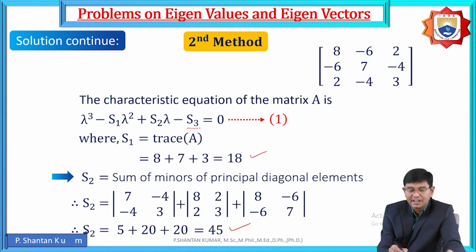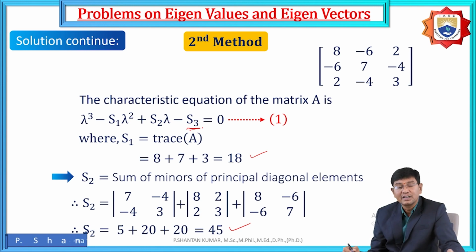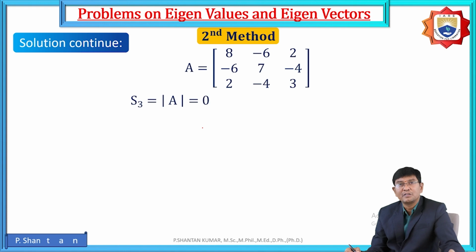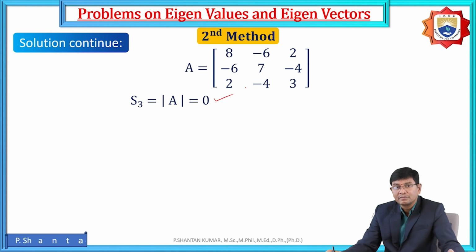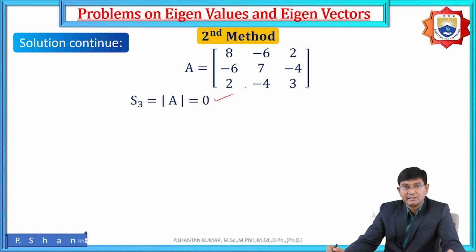And further, we need to find out what S3 is. S3 is nothing but the determinant of the given matrix. As we know how to find the determinant, the value of the determinant is 0. And based upon these S1, S2, S3, we need to replace them in the required characteristic equation.